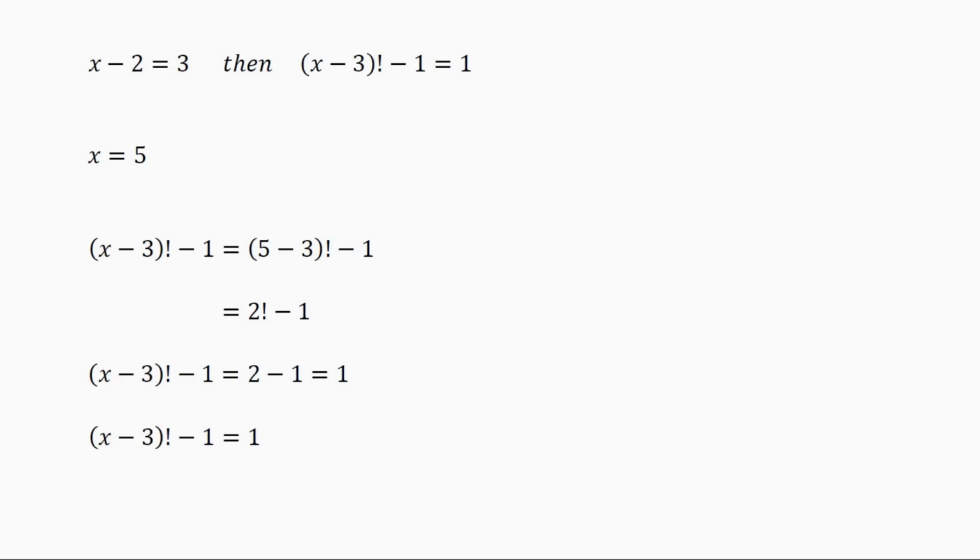So we get x minus 3 factorial minus 1 equals 1. So x equals 5 is the only solution.